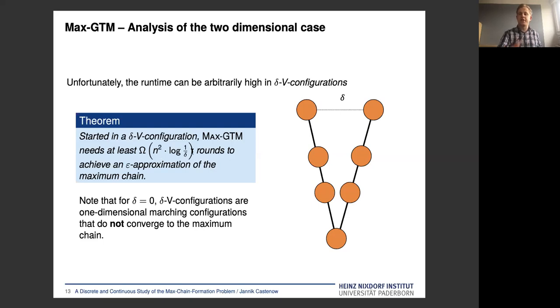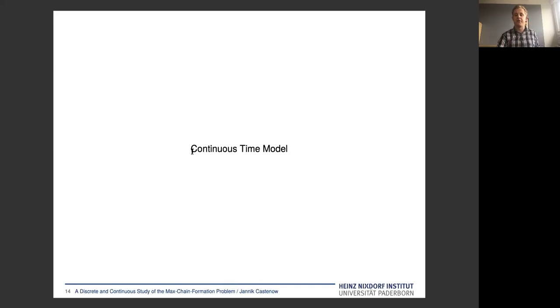But if we choose delta very small, we can get arbitrarily high runtimes. So we conjecture that this is also an upper bound for two-dimensional configurations, but so far we don't know it. But in the continuous time model, we actually could get rid of this dependence on delta.